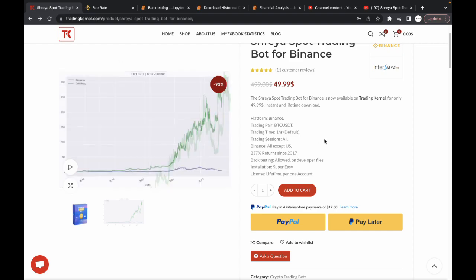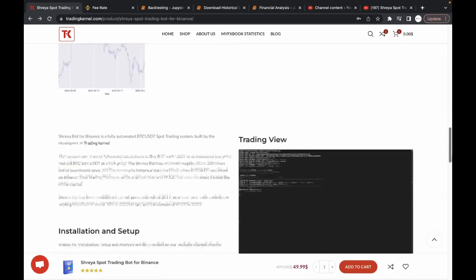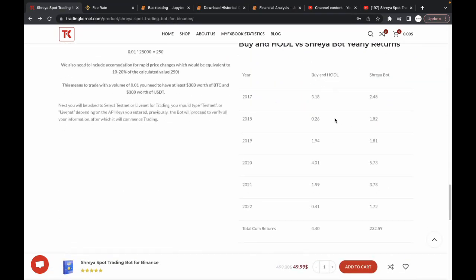And you can see the table here. I'm just going to look at 2017. For the buy and hold strategy, we actually made 3.18 times our initial investment, in comparison to the Shreya bot where we made 2.48. In 2018, we lost almost 80% of our capital with buy and hold, while we made about 80% with the Shreya bot.